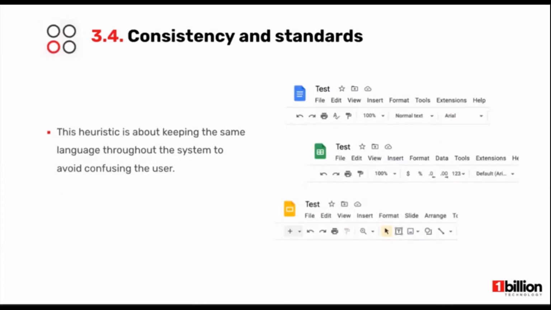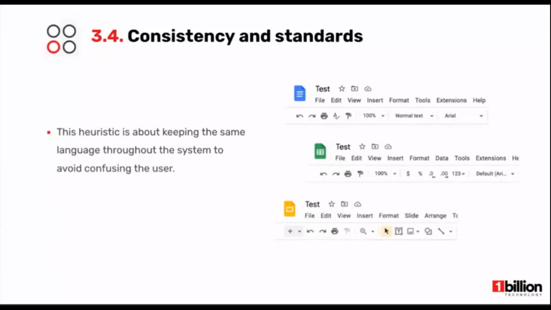And number 4, consistency and standards. A good example is Google Docs, Google Sheets, and Google Slides, right? Even though these are different products, they are from the same company. So it's the same idea: the look and feel and the icons they have used and everything are consistent across that product.